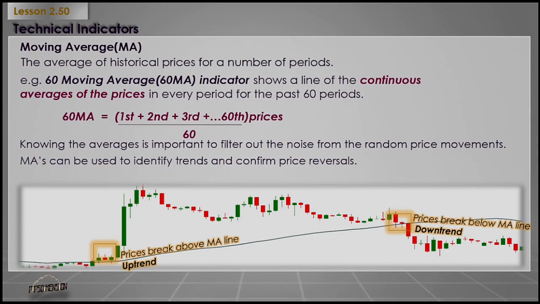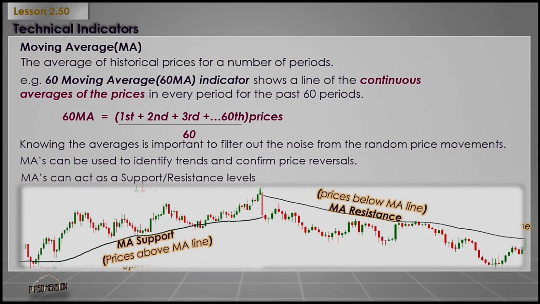Basically, when prices are above the moving average indicator, we consider it as an uptrend. On the other hand, when prices are below the moving average line, we consider it as a downtrend. Also, when prices break the moving average line, it implies a trend reversal. Some traders also use the moving average line as support and resistance. Thus, when prices are above the moving average line, it acts as a support level. Conversely, when prices are below the moving average line, it acts as a resistance level.